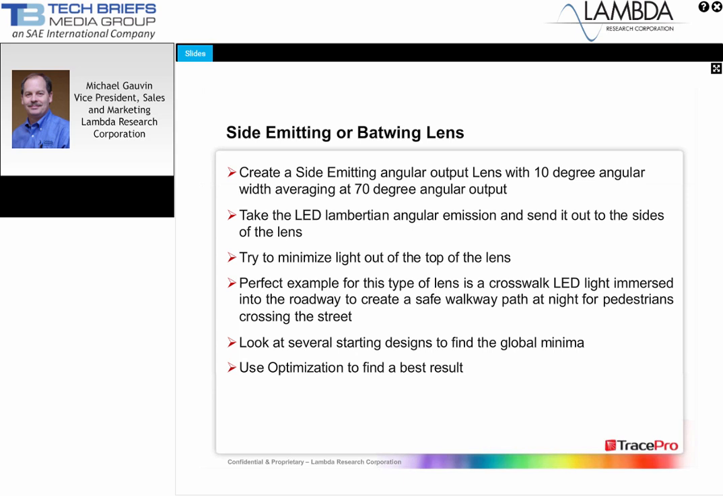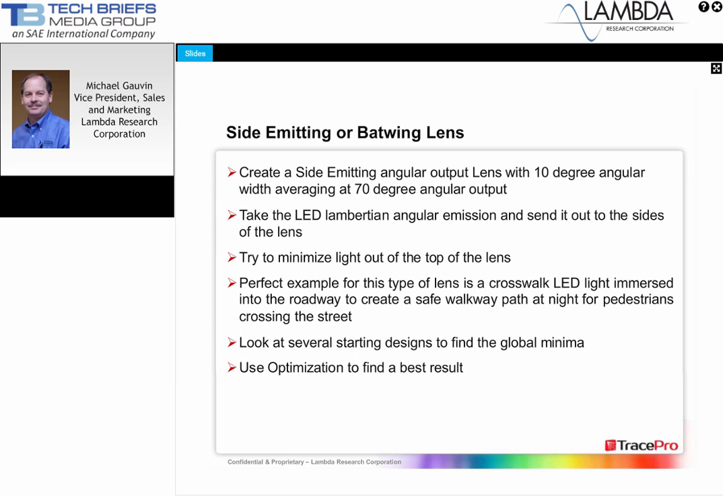And we're going to have to do some really interesting things to take the LED's standard Lambertian angular emission and send it out the sides. So we're going to have to use TIR. And we're going to try to minimize the light that comes out directly out the lens because we don't want to see it. So what would be a perfect example for this type of lens?